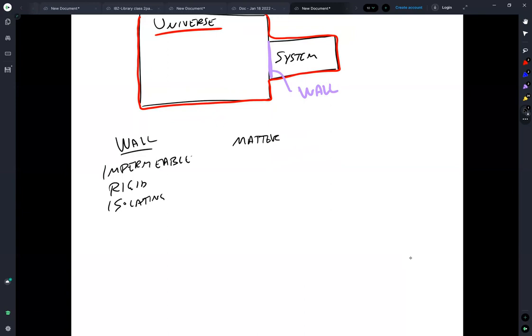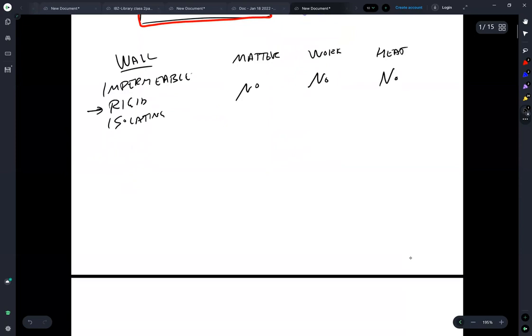Matter does not pass through it. Work cannot be transmitted through it because it's rigid. And heat cannot be conducted through it. We can define other types of walls. For example, we could define a wall that is flexible, insulating, and impermeable.